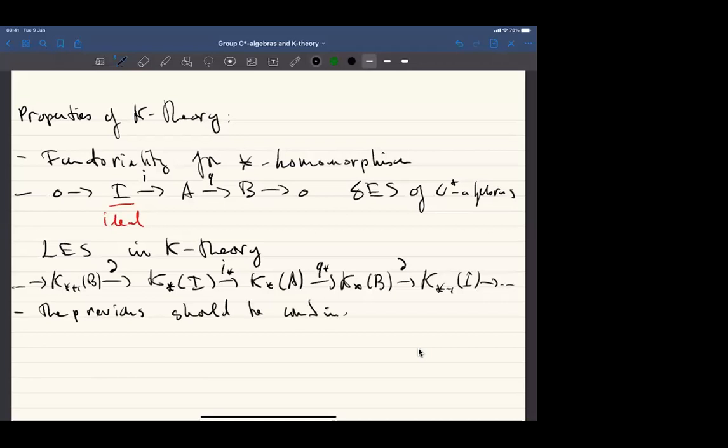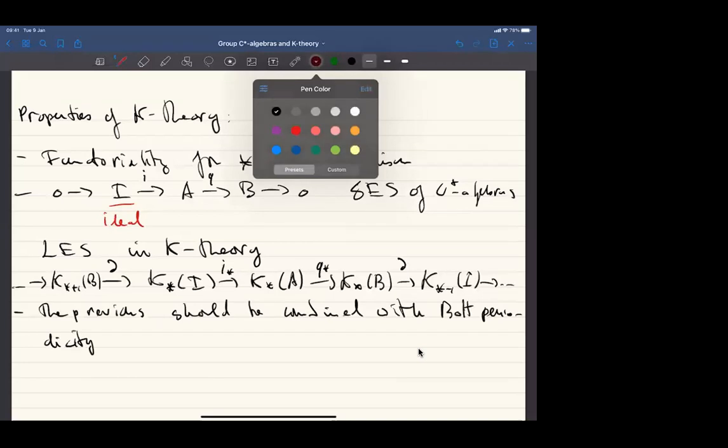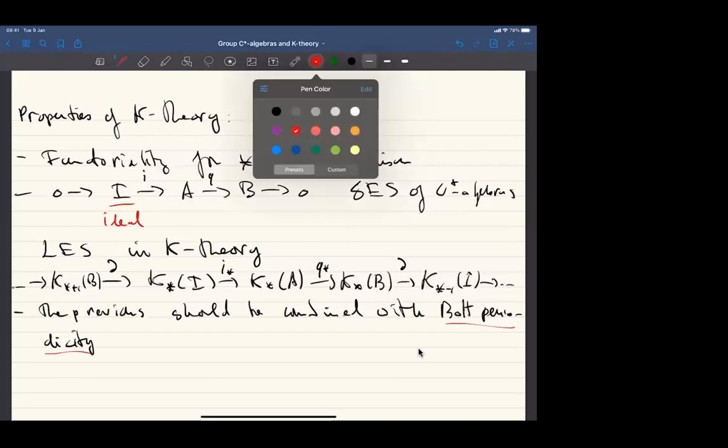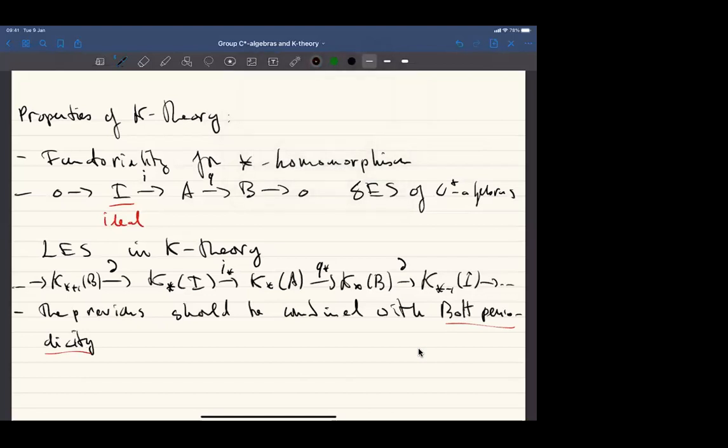combined with what is called Bott periodicity. And this is an important, very important result in the K-theory of C-star algebras. One of my teachers, I don't remember who, would say that this is actually the only theorem in K-theory. So let me briefly explain what Bott periodicity is about.